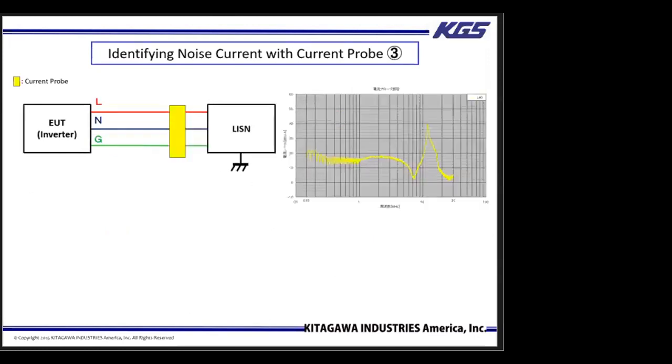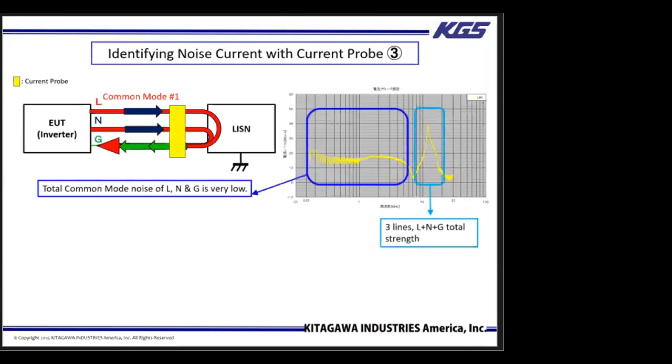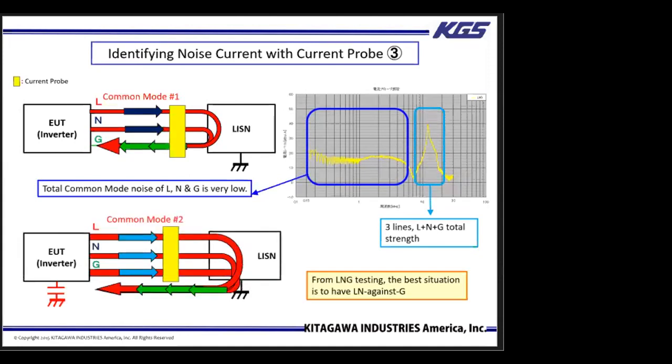Next, we clamp all 3 lines, the L, N, and G together, and measure the current. We presume that the common mode noise on L, N, and G would be canceled out, and the reading should be very low. When we look at the result, as expected, there was a drop in the noise current, except at about 12 megahertz. This noise at 12 megahertz is actually the common mode number 2, which is running in the same directions on all 3 lines, L, N, and G, and is returning through the earth ground.